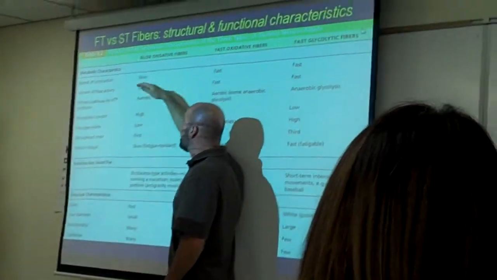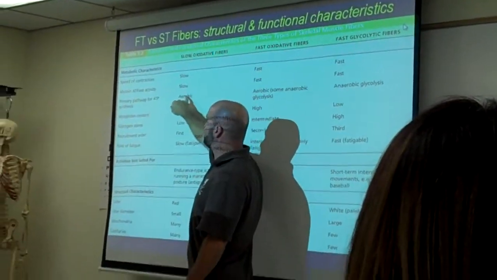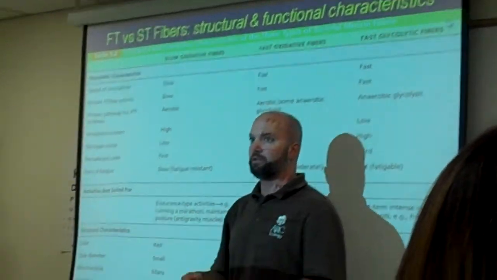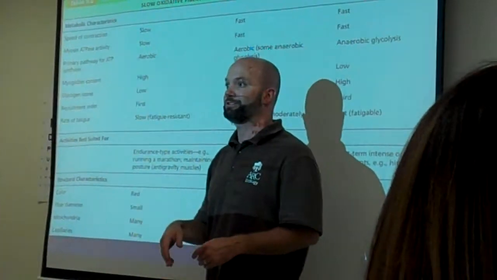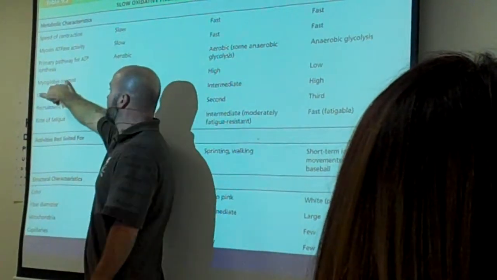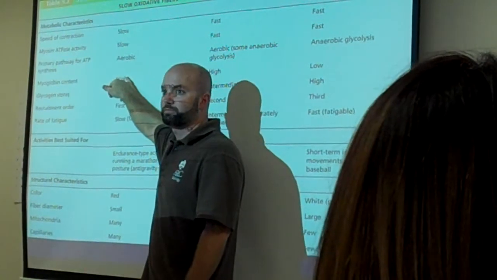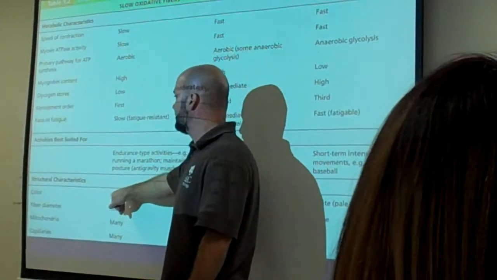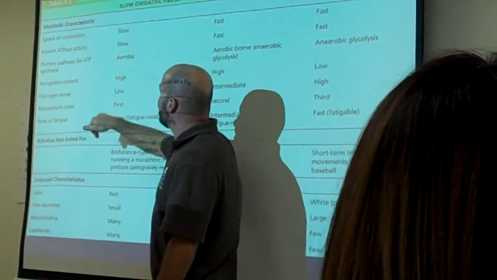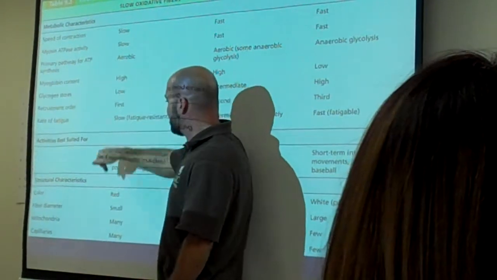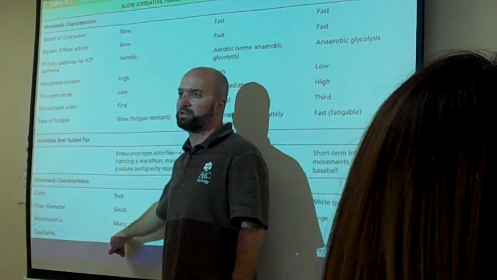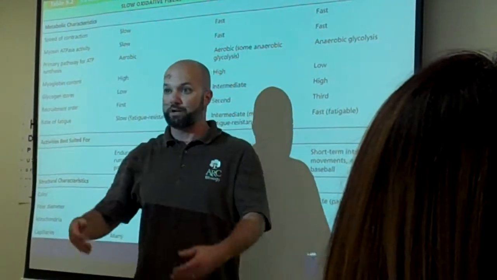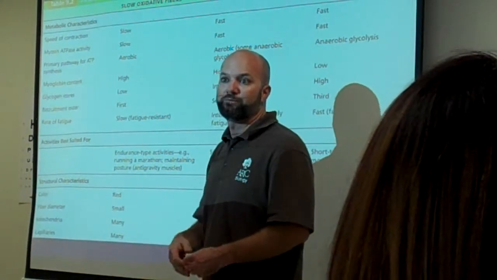Slow are also called oxidative because they rely on aerobic pathways. And if they rely on aerobic pathways, then they have a lot of oxygen and a lot of mitochondria. So myoglobin content is high. Color is red. And the color is red because of the high myoglobin content and because of the high hemoglobin content. Hemoglobin's in blood, so if you have a high capillary density, a lot of blood flow, then you have a lot of hemoglobin, red appearance.